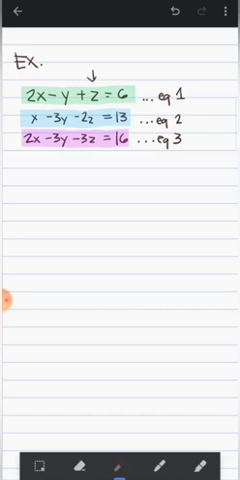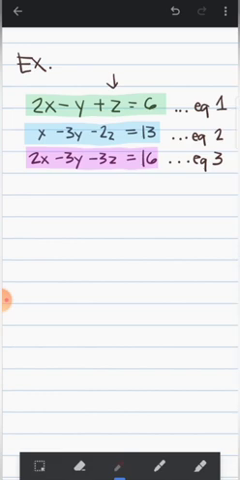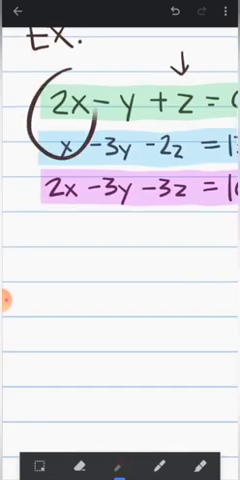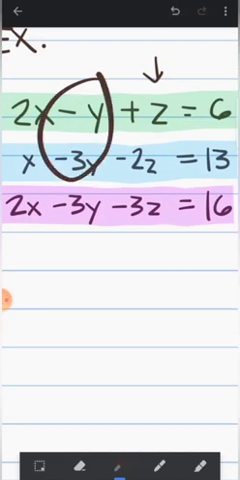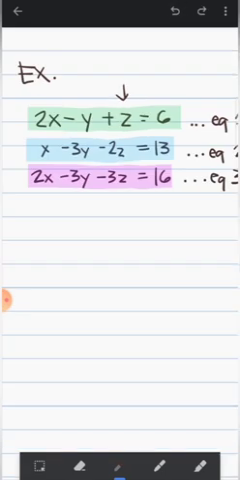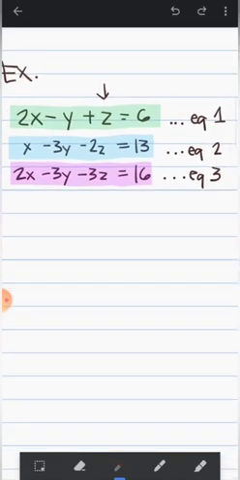Now, to solve this using elimination, the idea of multiplying a constant to one of the equations comes in. So, suppose I want to cancel out a variable from equation 1 and equation 2. I could cancel out x, y, or z, depending on what I want. And suppose I want to cancel out z. What do I multiply, and on what equation?